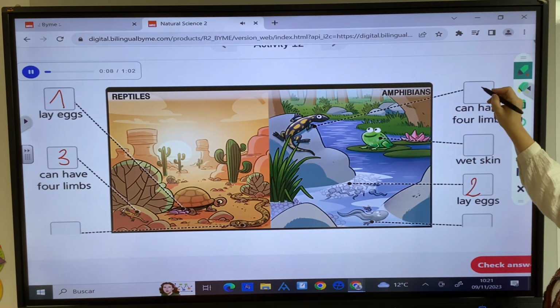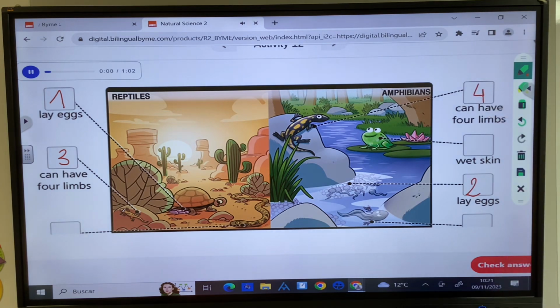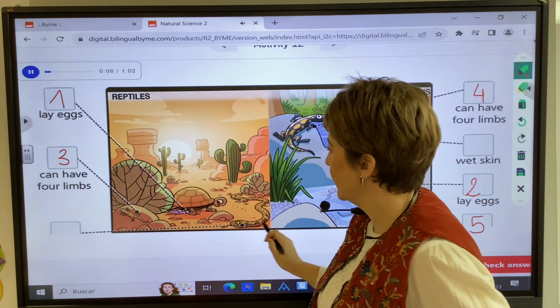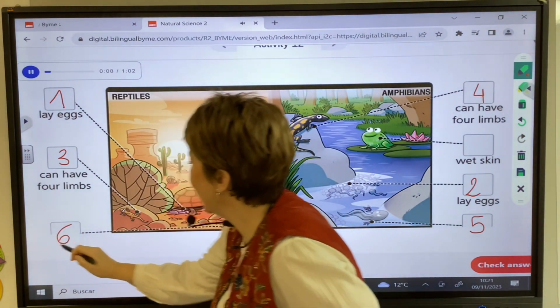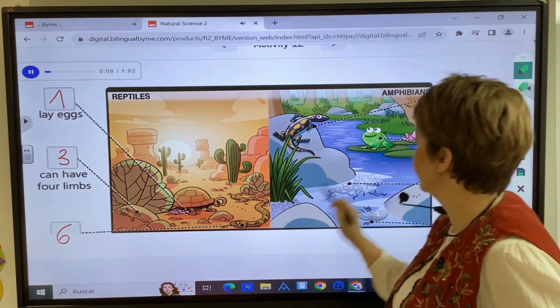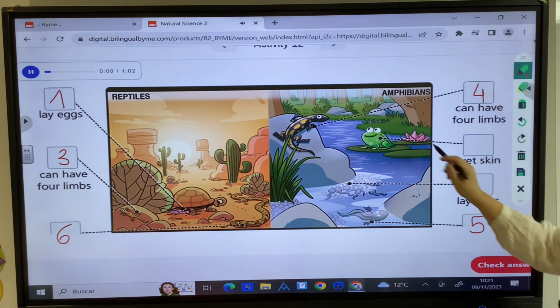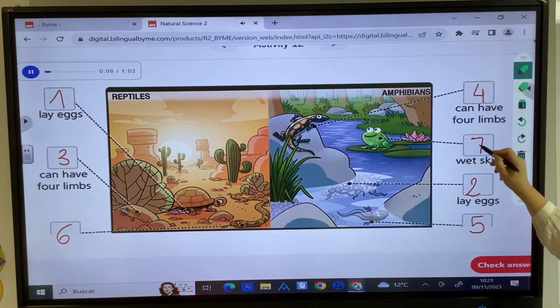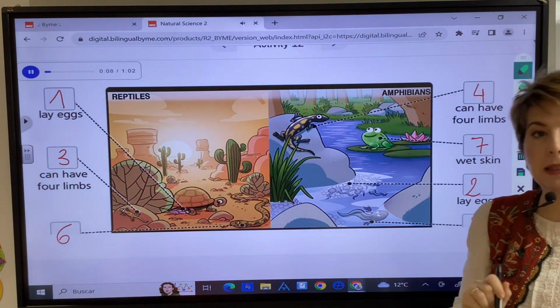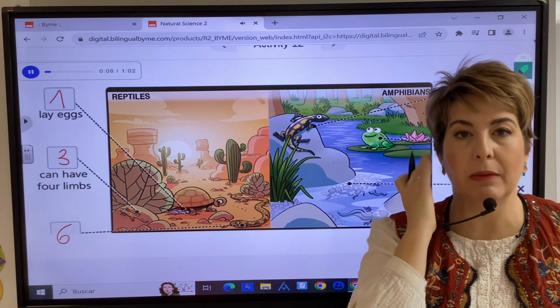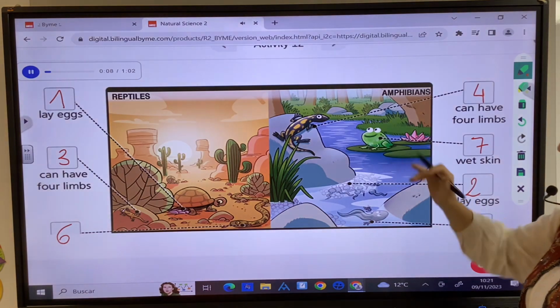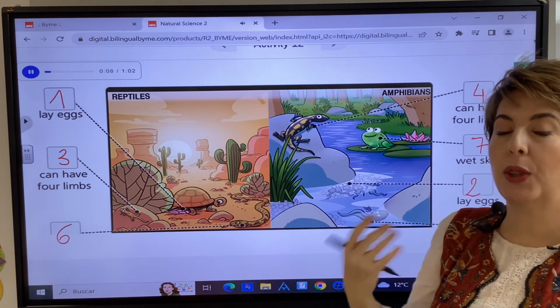Baby amphibians breathe with gills. Do you see the tadpoles swimming? Reptiles, like this snake, have got scales. Amphibians have got wet skin. Look at the shiny skin on the frog. Okay, they have wet skin. So it's a little bit shiny, because it's wet. And it's also very smooth and soft.